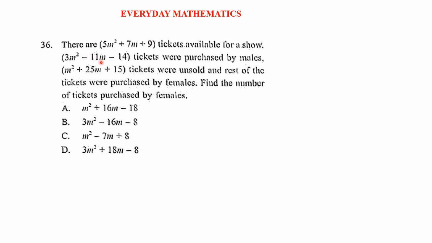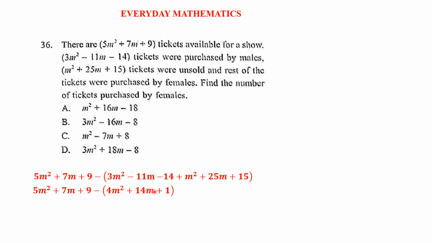So question number 36. There are 5m square plus 7m plus 9 tickets available for a show. 3m square minus 11m minus 14 tickets were purchased by males, and m square plus 25m plus 15 tickets were unsold, and the rest of the tickets were purchased by female. Find the number of tickets purchased by female. So to find the number of tickets purchased by female from the total tickets, we have to subtract the tickets which are purchased by male and which are unsold. We have to subtract the sum of these two from the total tickets which are available, right?